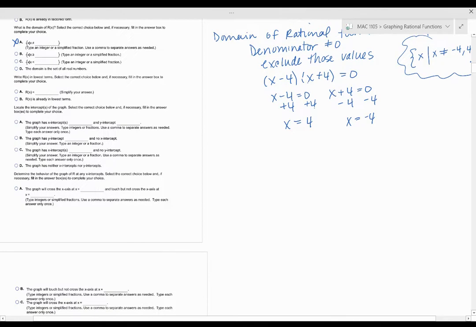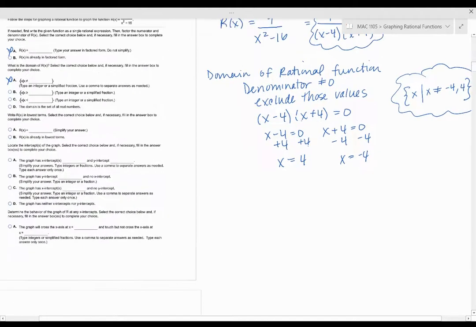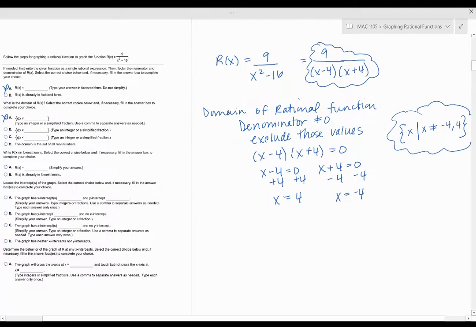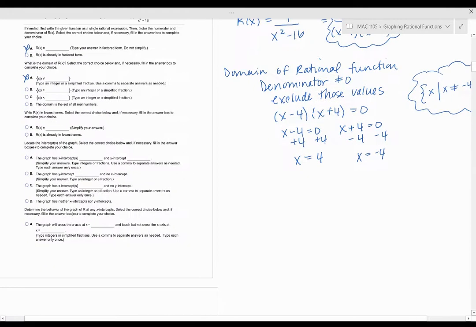All right, the next part says write r of x in lowest terms. Select the correct choice below, and if necessary, fill in the answer box to complete your choice. To put in lowest terms means that you have completely factored your function and you have no common factors that appear in the numerator and the denominator. Remember, we factored our function up here. There are no common factors in the numerator and the denominator, so our function's already in lowest terms. We can tell them, nope, we don't have to do anything.